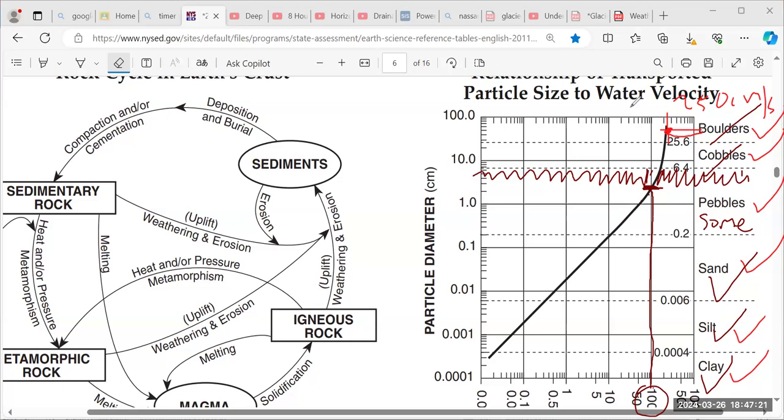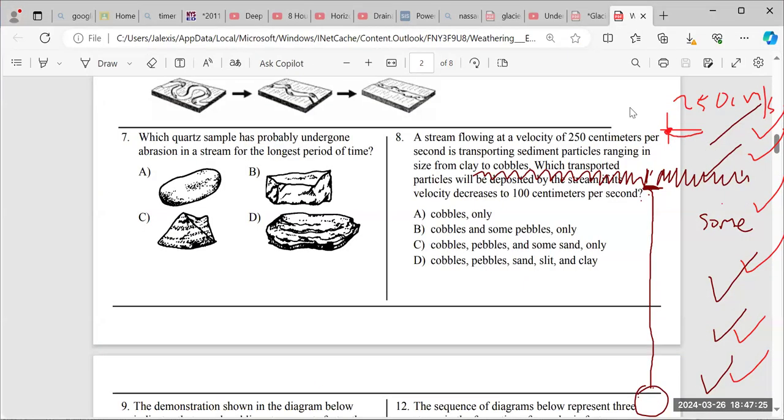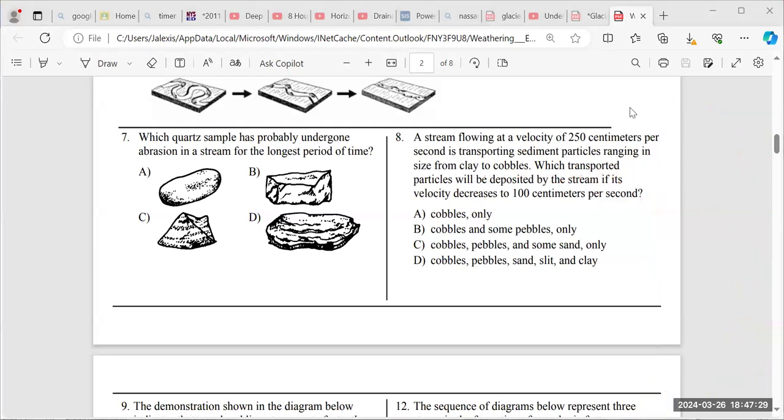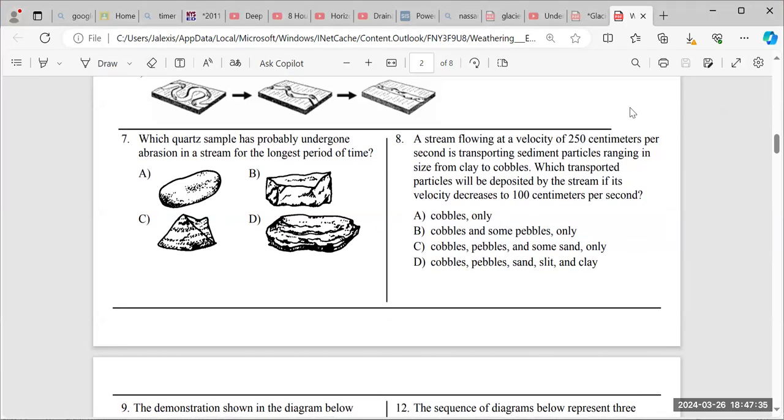So when I go back to my answer sheet, let's see. It's definitely looking like, right? Boulders, cobbles, and some pebbles. The best answer definitely looks to be choice B. There we go. Choice B.